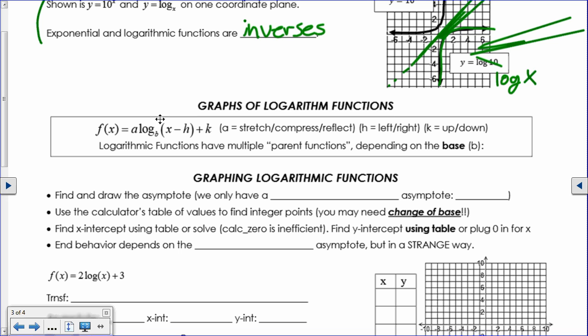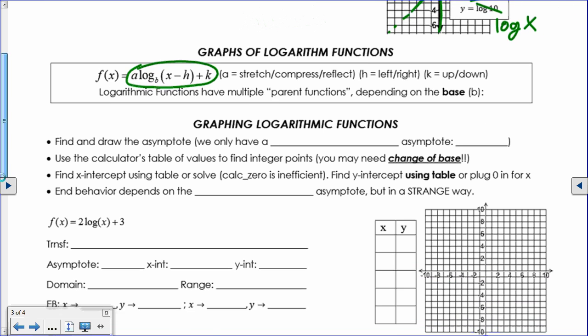So this is what your equation looks like for a log. It has a, h, and k, just like we're used to seeing. A is at the front, h is inside the parentheses with x, and k is at the very end. They represent the same thing in this equation. A is a stretch, compress, or reflect. H is your left versus right, and K is your up versus down. So it's all the same stuff that we've seen before. There are going to be multiple parent functions. It depends on the base. So they're very rarely going to ask what the parent function is, because there are different ones for each base.